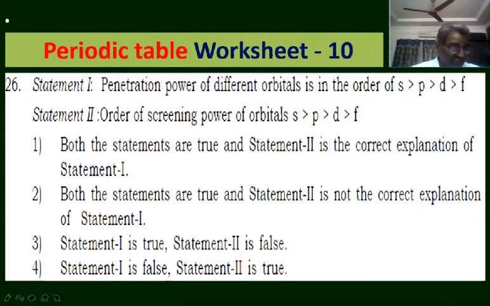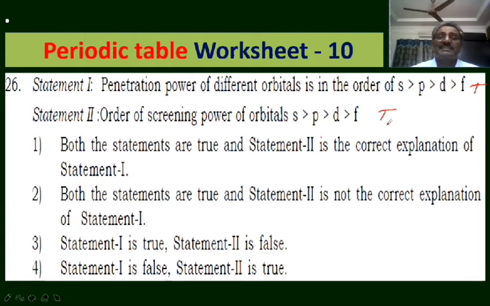Next, the 26th question is also a statement type question. Statement 1: Penetration power of different orbitals is in the order of s greater than p greater than d greater than f. This is true. The second statement, the order of screening power of orbitals s greater than p greater than d greater than f, is also true.